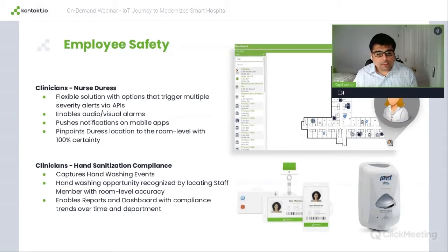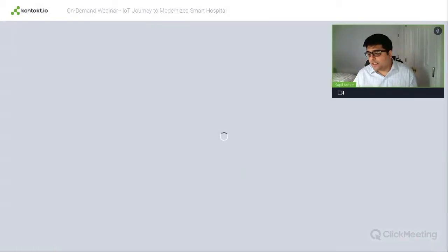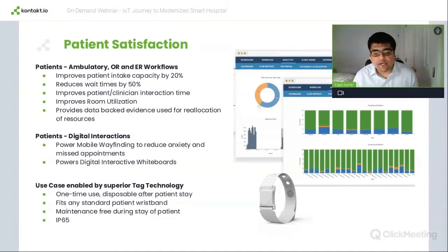Okay, the third major use case is patient satisfaction. So think about ambulatory services, ORs, EDs, where there's a short stay of the patient, but they have to go through a waiting area, then an examination room, then a discharge, and finally exit from the facility. We need to identify the bottlenecks of where waiting times are increasing. Why is the provider not attending to the patient in a timely manner?